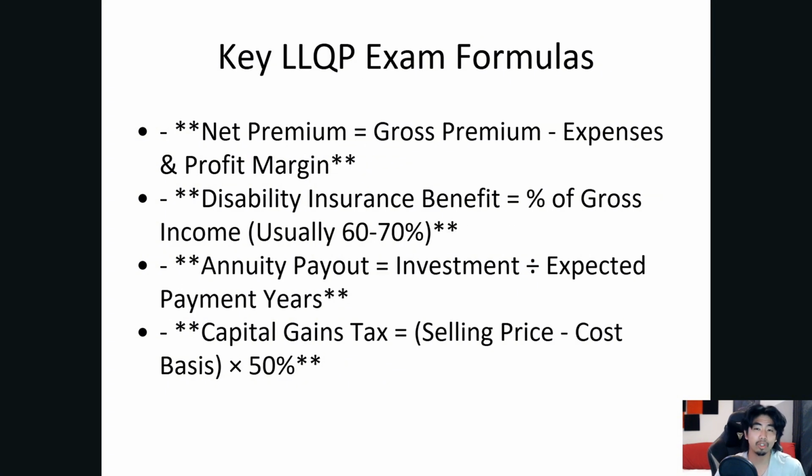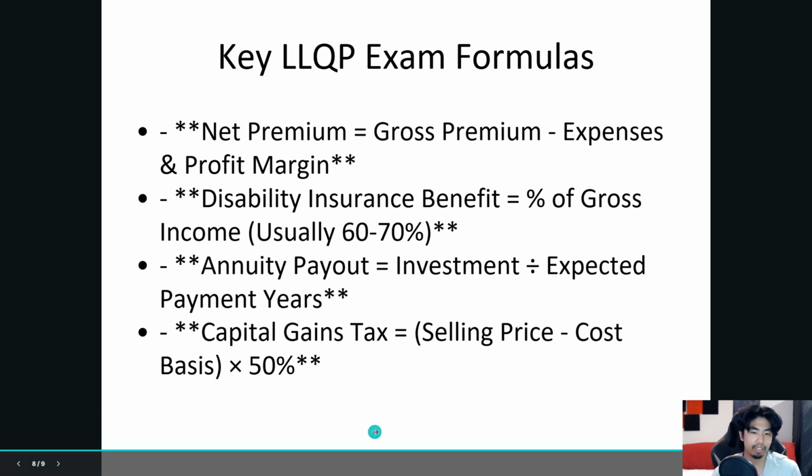Okay, key LLQP exam formulas. These are just the basic formulas that you're going to need for when you're filling out your exam. Just remember, net premium, it's the gross premium minus expenses and profit margin. There's disability insurance benefit, percent of your gross income, usually 60 to 70%. It's what the companies take. And then annuity payout, which is your investment divided by the expected payment years.